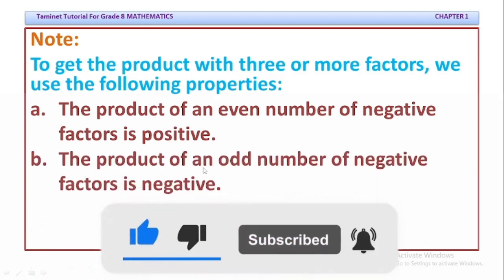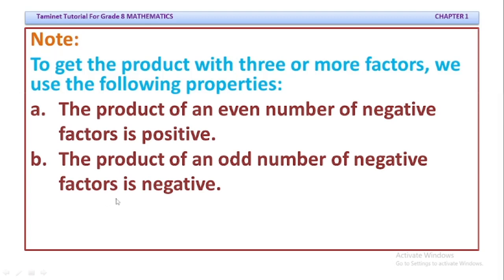Second, the product of an odd number of negative factors is negative. The product will be what? Negative. So if we count the number of negative factors, and it is odd, then the product will be negative. If it is even, the product will be positive.